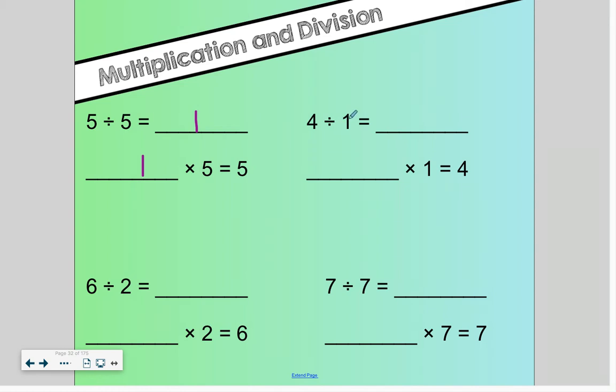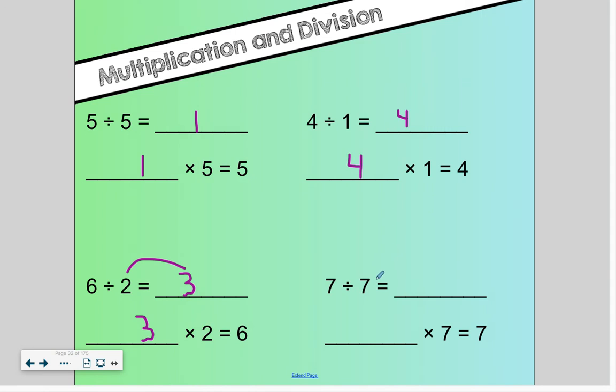Same with 4 divided by 1. Is it 0, 1, 4? Well, if 4 times 1 is 4, that means 4 divided by 1 is 4. So again, 4 times 1 equals 4. 6 divided by 2, that equals 3. And we can check it by saying 3 times 2 is 6, and that's correct.